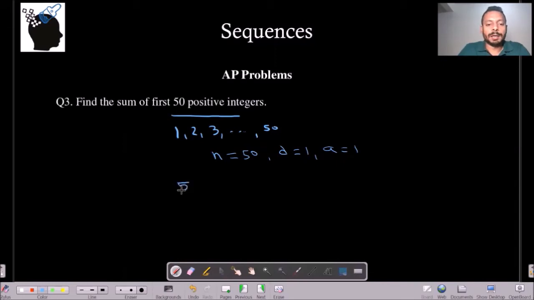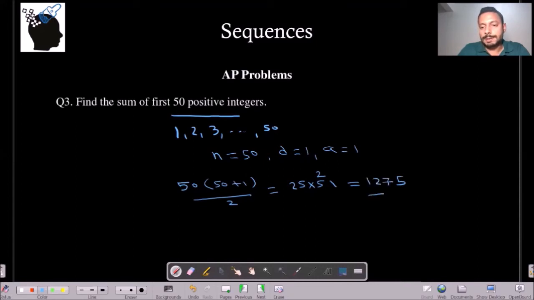Let's use the formula n into n plus 1 by 2, which gives us 25 multiplied by 51, which is nothing but 25 into 1 is 25, 25 into 5 is 125, plus 2 is 127. So the answer is 1275.